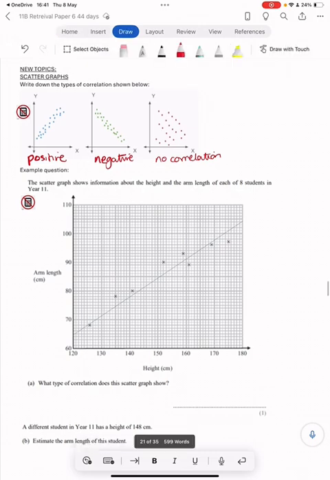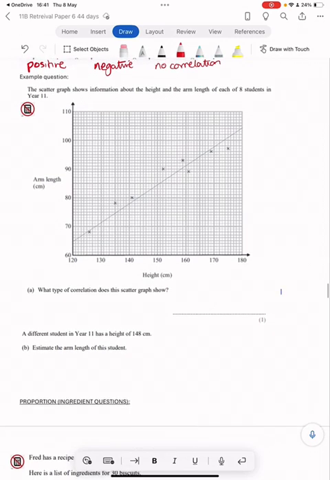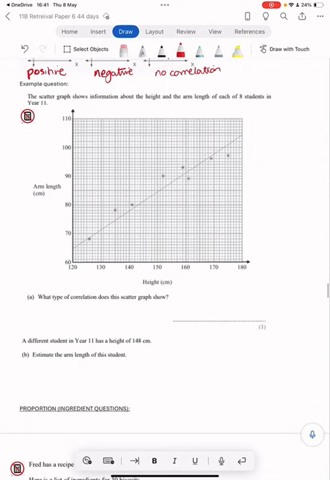So let's have a look at what it's asking us. It says, what type of correlation is it? Well, we've just talked about that. That is positive. It's not letting me write. How annoying.